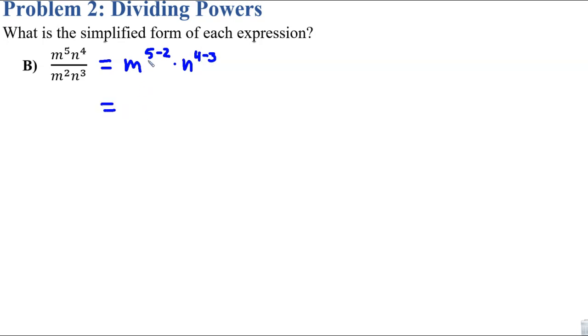And reducing that down, 5 minus 2 is 3, so we have m to the third. Okay, n to the 4 minus 3 is just n to the 1. We'll just write it as n, without the 1 here. If you put the 1 there, it's technically not wrong, but it's more than we need. All right, so m to the third n is as simple as we can make that one.